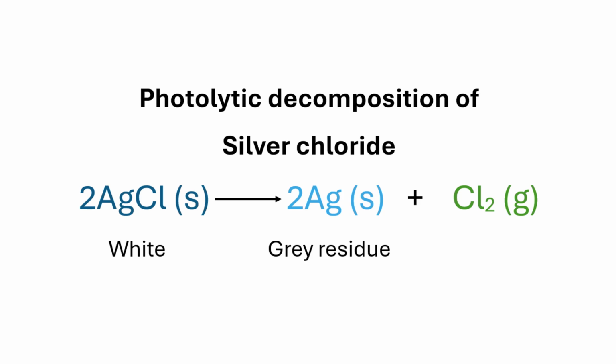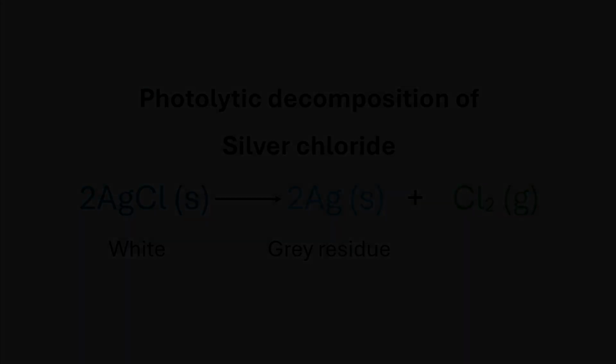Since a single reactant, in this case silver chloride, decomposes into its constituent products, this reaction is categorized as an example of decomposition reaction. And since light energy is required to bring about the chemical breakdown process, it is known as photolytic decomposition reaction, or simply photolysis.